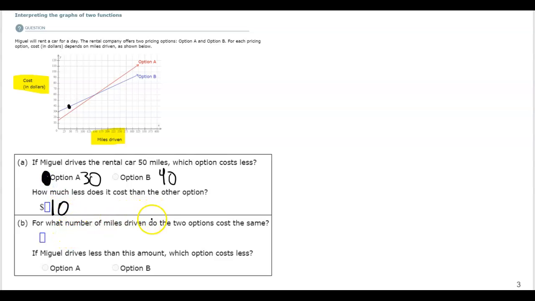For what number of miles driven do the 2 options cost the same? So I'm looking for where they intersect, which would be here at 150 miles. If Miguel drove less than that amount, which option is cheaper? If I drove less than 150, my red line is the cheaper line, which is my option A. If I drove more than 150, we see my B becomes the cheaper option. So once again, you want to be taking these notes.